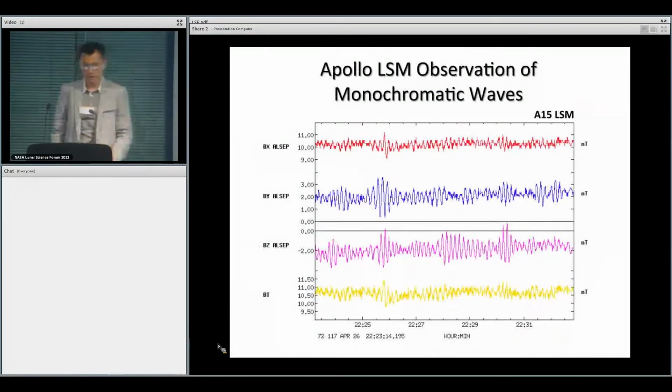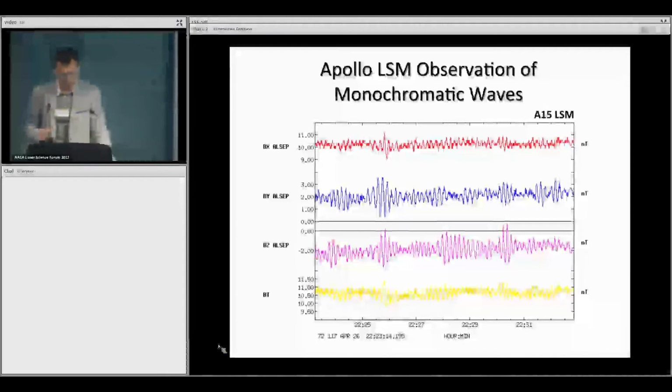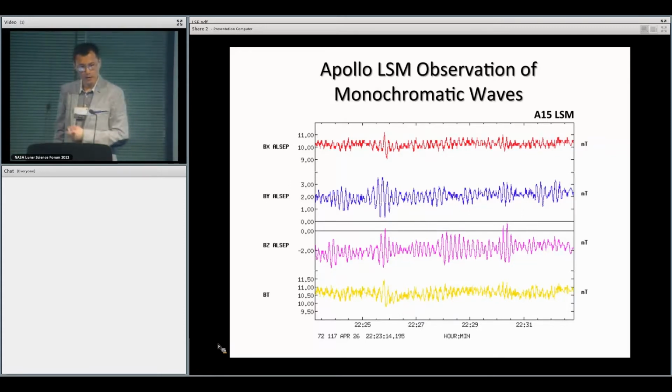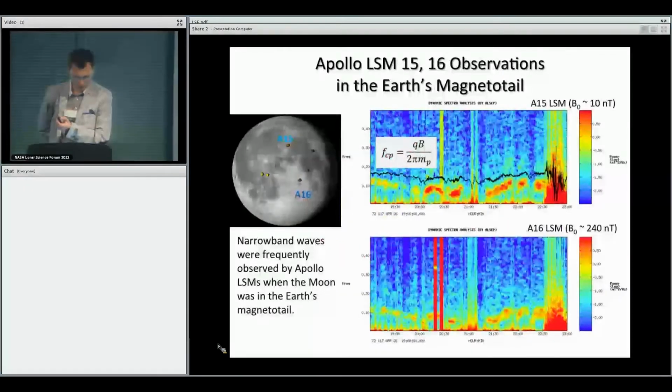Now, because my research is focused more on the oscillations or waves in the magnetic field, one of the first things that caught my eye was the monochromatic waves seen by LSM. These are very, very nice waves that I had not seen any publication report before. And the wave period is about 10 seconds.